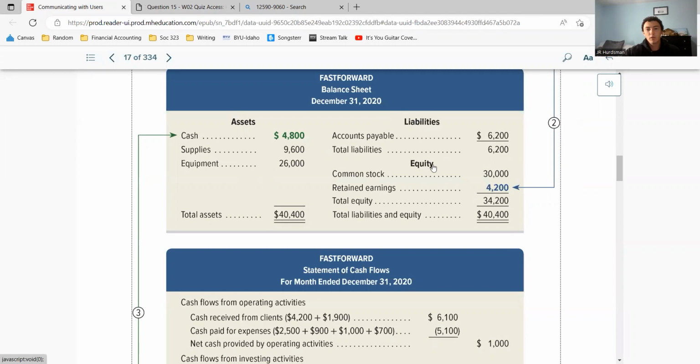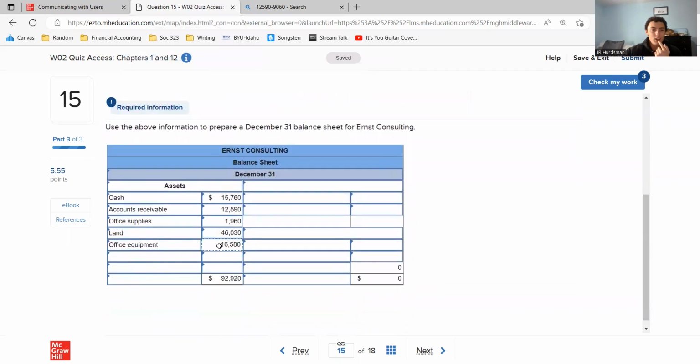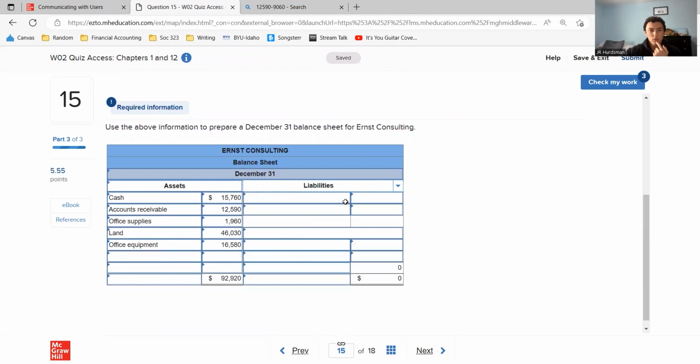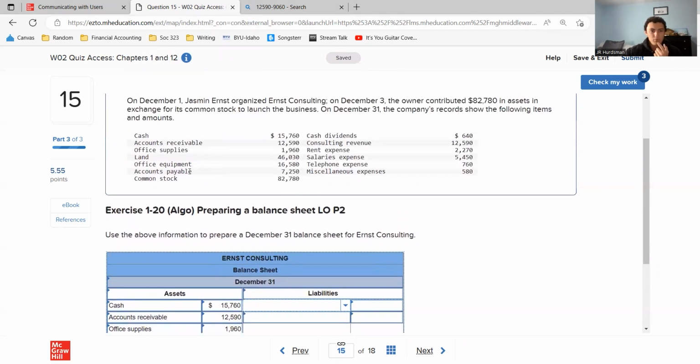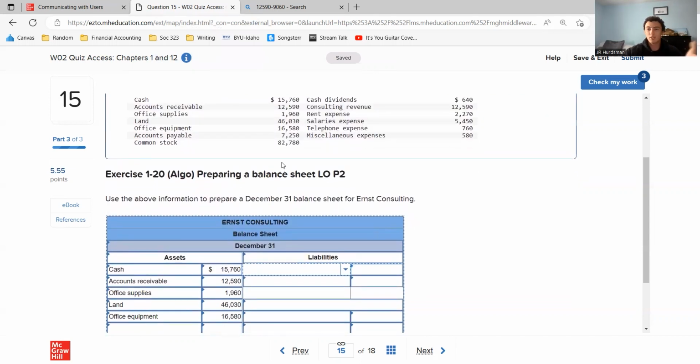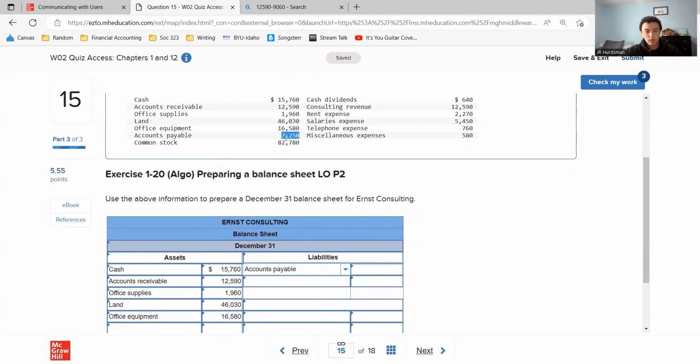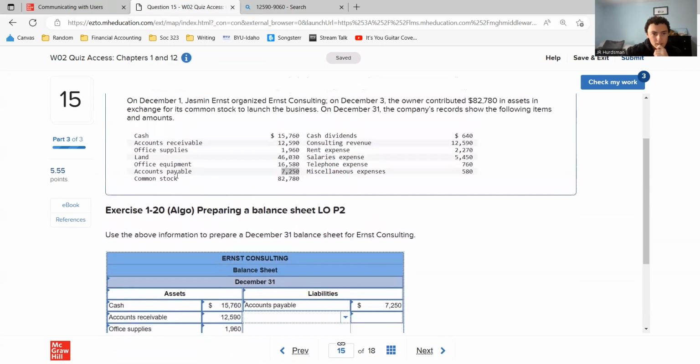Now we just need to find our liabilities and equity. So liabilities are basically just the things that we owe other people. So if we go up here, pretty much the only thing that I see is just accounts payable. It's like, because you got to pay it to someone else. So not really yours. So right there at the top, 7250. All right. And then I don't see anything else.